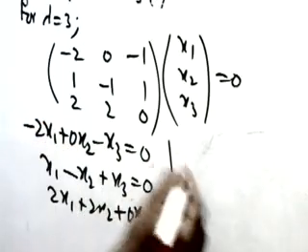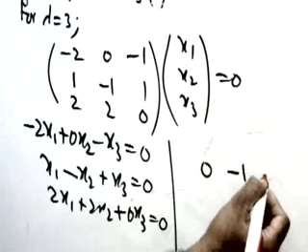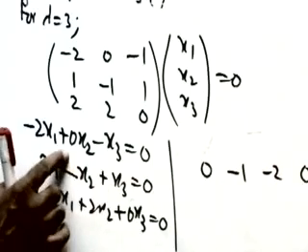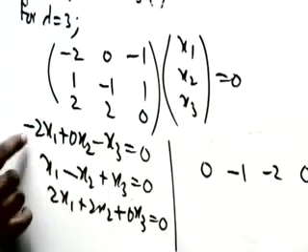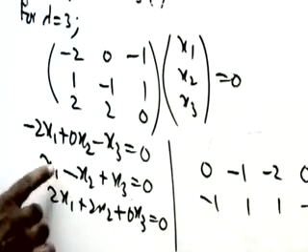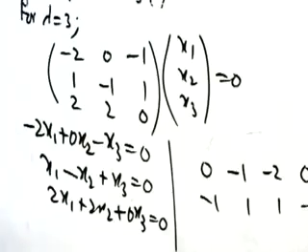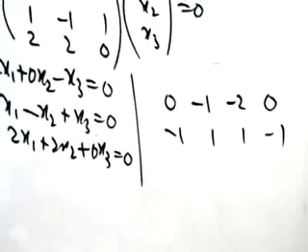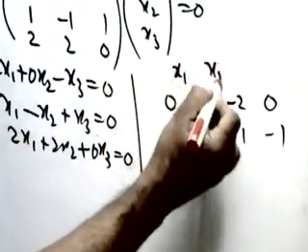Now let me solve the first and second. 0, minus 1, minus 2, 0. Here minus 1, 1, 1, minus 1. Now let me solve this one. Ratios.